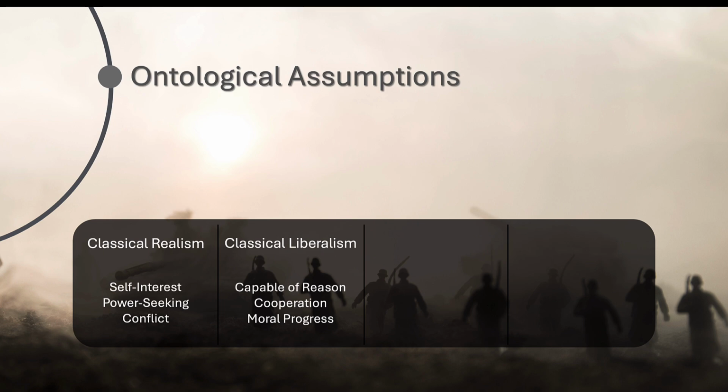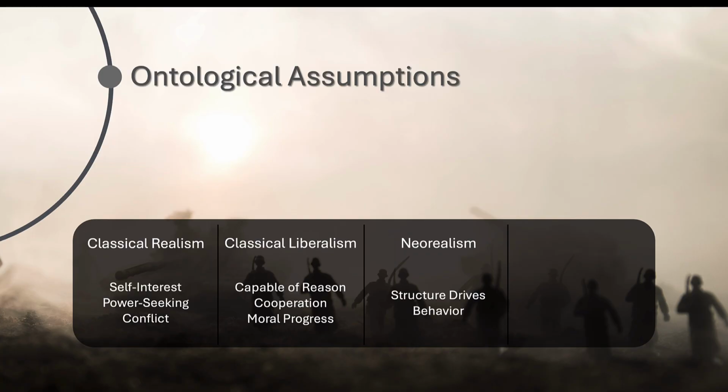Neorealism and neoliberalism shift the conversation. Rather than focusing on human nature, both theories adopt a structural view of the international system. They assume that state behavior is shaped not by individual psychology, but by the anarchic structure of the system itself. For neorealists, it doesn't matter if leaders are good, bad, wise, or foolish. The structure compels them to act in predictable, often competitive ways. States are like billiard balls on a pool table. What matters is not their internal makeup, but their position and the forces acting on them.